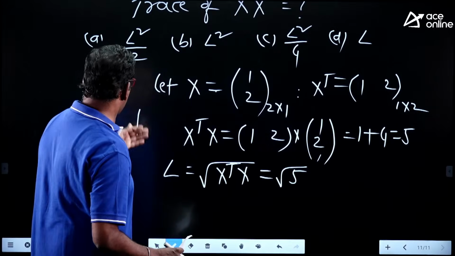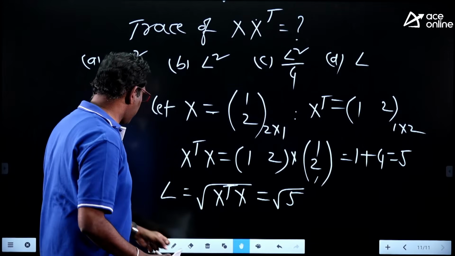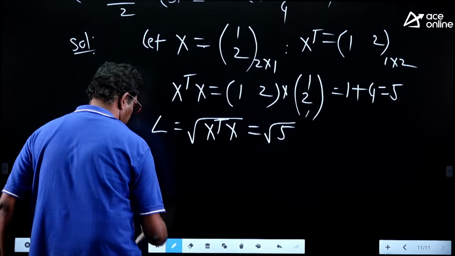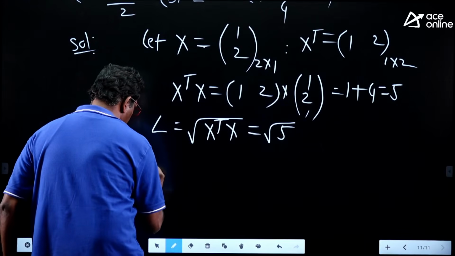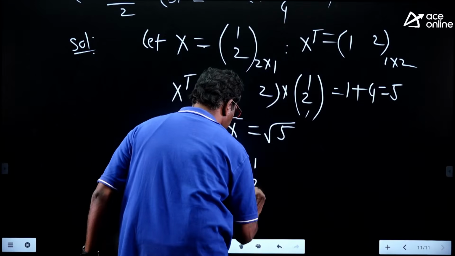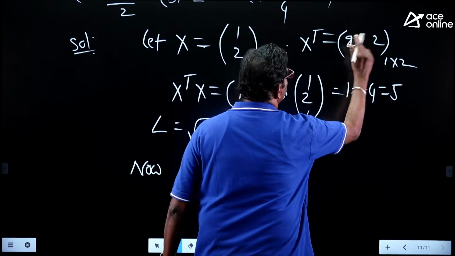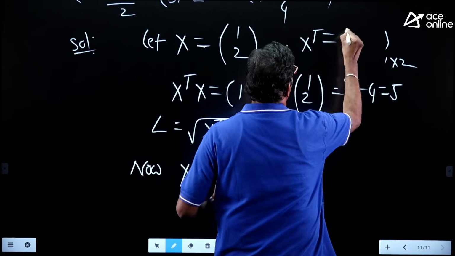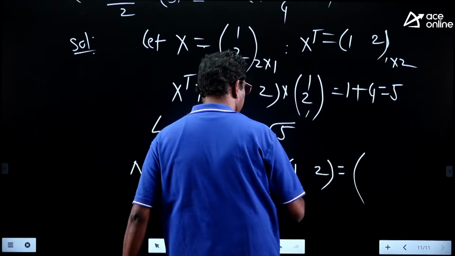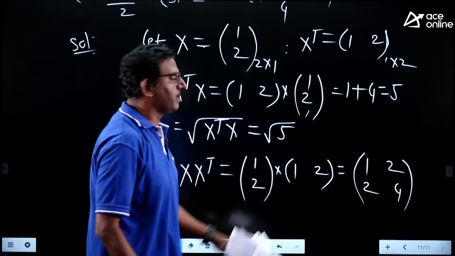Is it right? Now what is our question here? Our question is nothing but the trace of X into X transpose. Now you take the X into X transpose matrix. X is given as 1, 2, into X transpose, which is 1, 2. Now you will get a 2 by 2 matrix here: 1, 2, 2, 4.